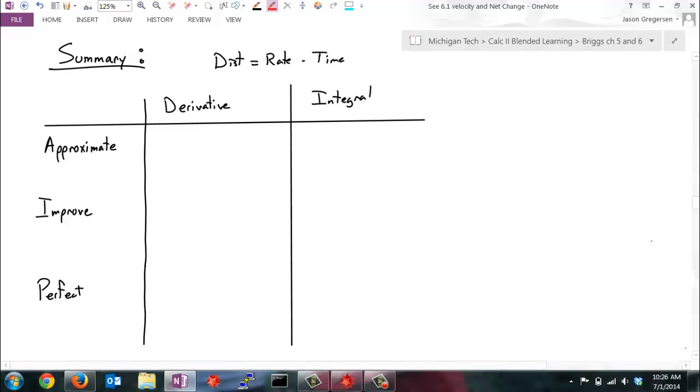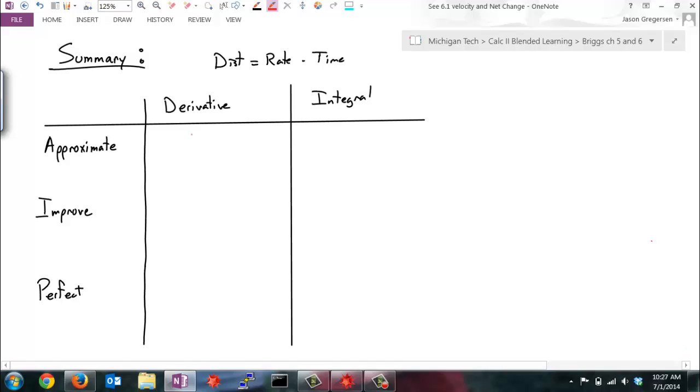We have some problem and we want to approximate it. We can't find this big problem all at once, whether it's finding the distance or finding the rate or finding the mass of some object or finding the amount of oil that's leaked out of a tanker, as we'll see a little bit later. We have some big problem and it's complicated. We can't really do it with some simple algebra. So what we do instead is we approximate it, like we did with our distance equals rate times time problem.